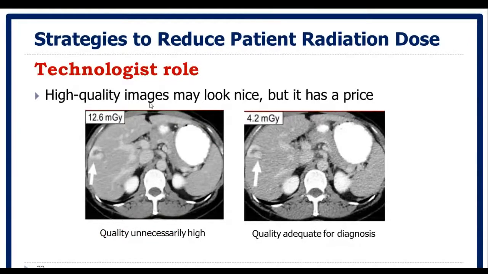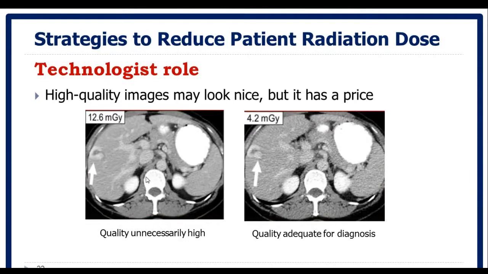Always remember that high quality images may look nice, but they have a price. And here, this is an example. This is a patient with a lesion within the liver. And this image has quite enough quality to diagnose this lesion. And the dose is about 4.2 milligray for the same patient. Okay.